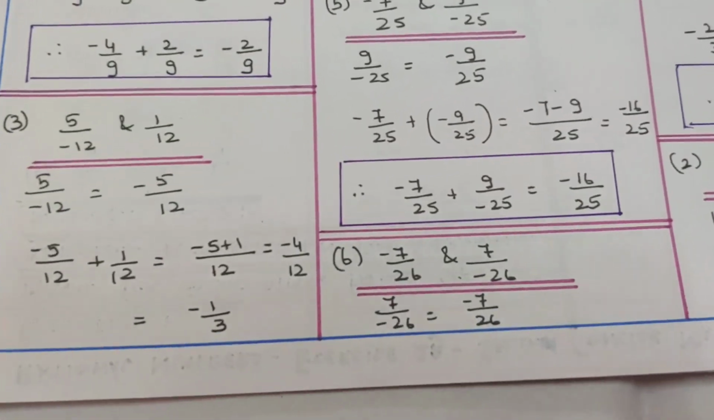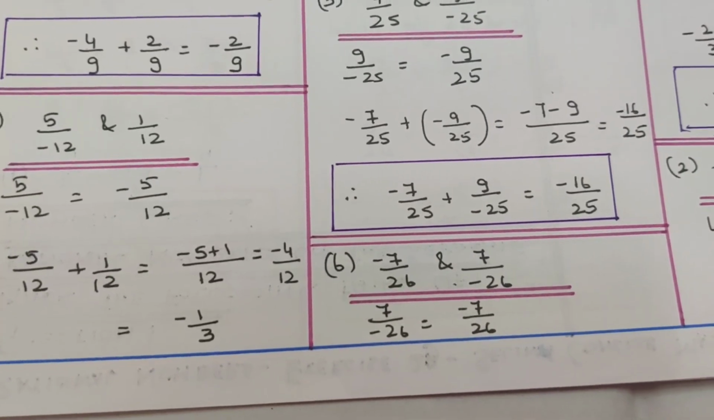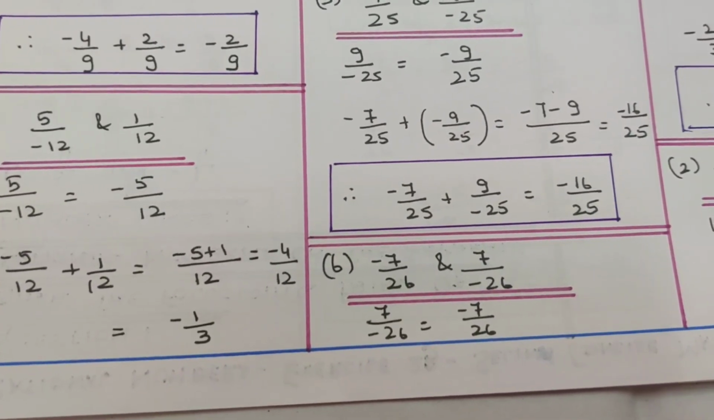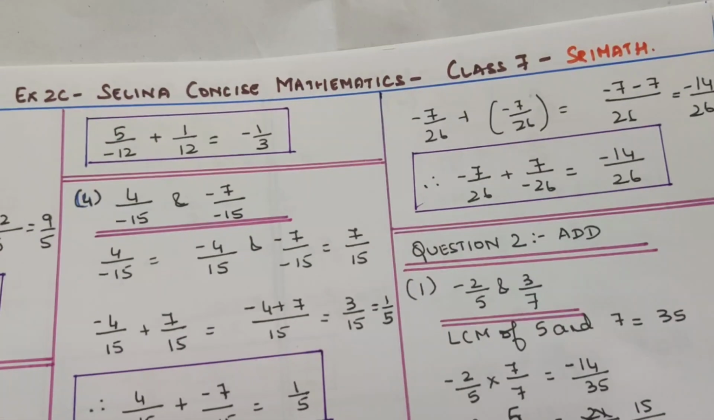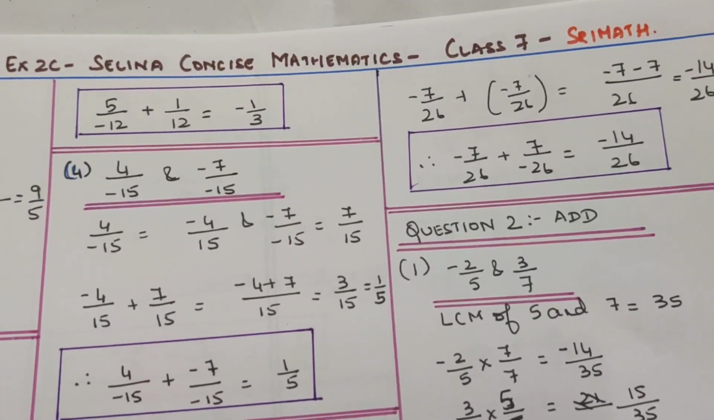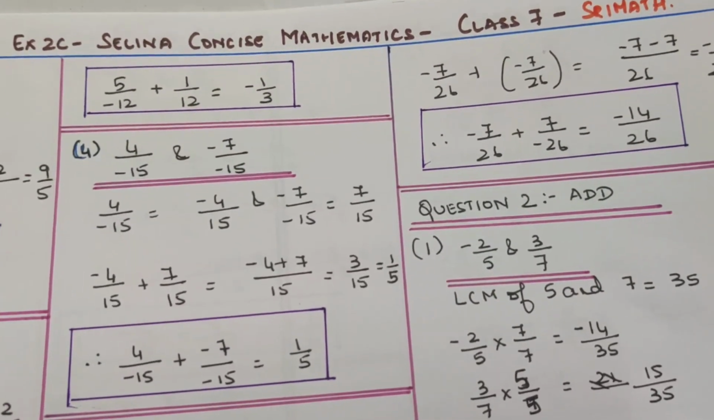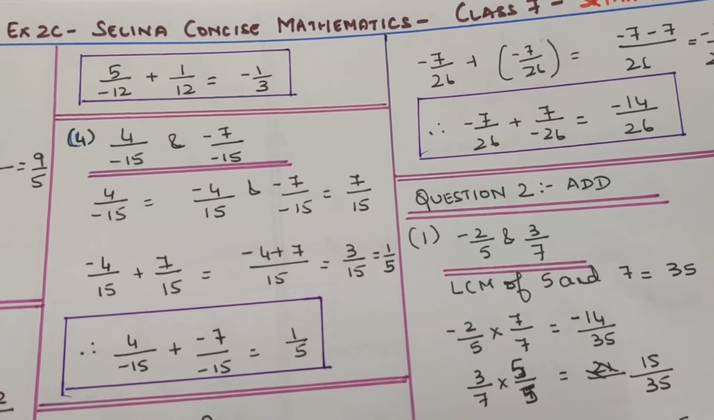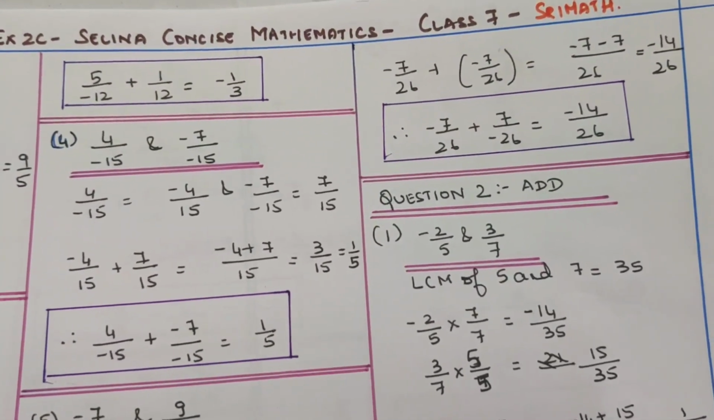Let's move on to the sixth sum, minus 7 by 26 and 7 by minus 26. So 7 by minus 26 can be written as minus 7 by 26. So minus 7 by 26 plus of minus 7 by 26, common denominator is 26, minus 7 minus 7 by 26, the answer is minus 14 by 26.